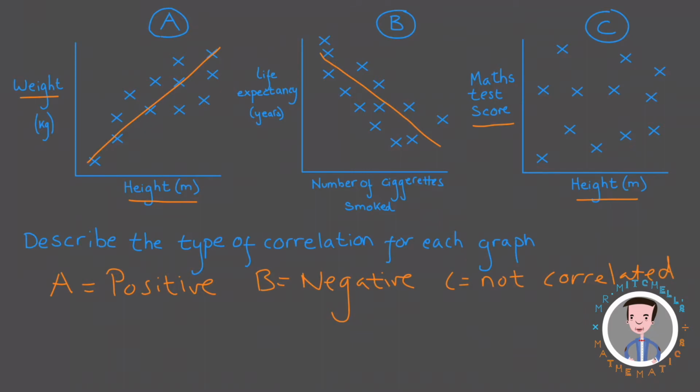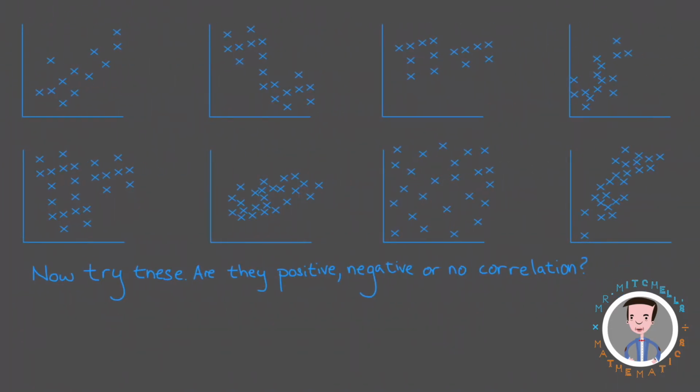Good. So let's give you a chance now to try this on your own at home. Here are 8 different graphs, all with different types of correlation. Try and identify whether they're positive, negative, or not correlated. Pause the video and in a few moments I'll explain what the correct answers are. Best of luck.